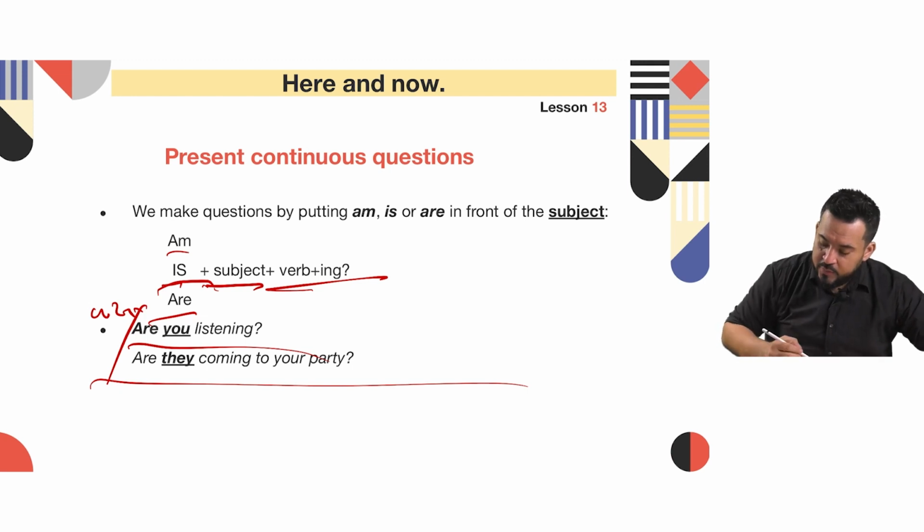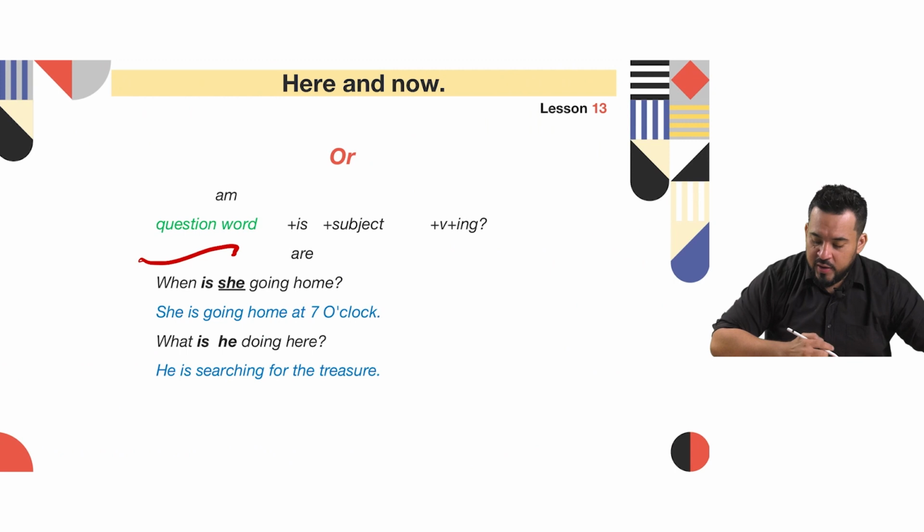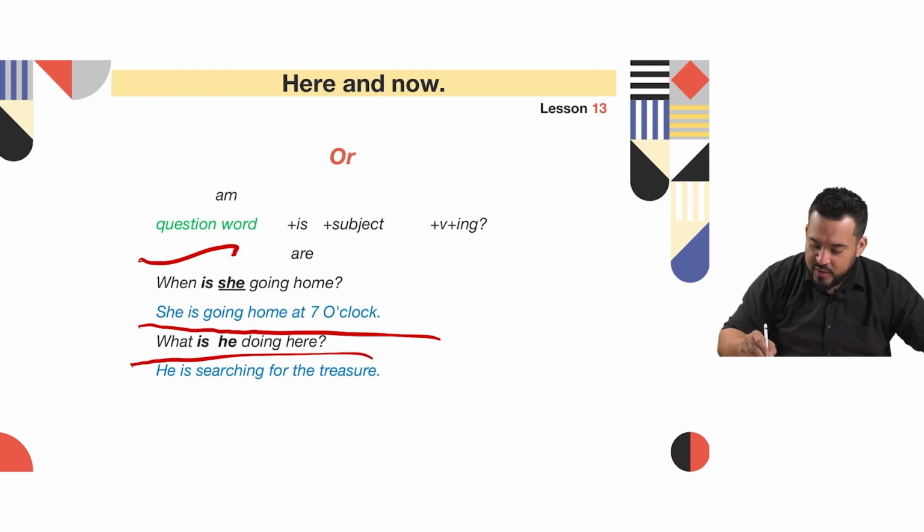Are they coming to the party? When are they coming to the party? So it will be the same thing. We just put the question word at first. When is she coming home? When is he going home? What is he doing here? She's going home at 7 o'clock. He is searching for the treasure.